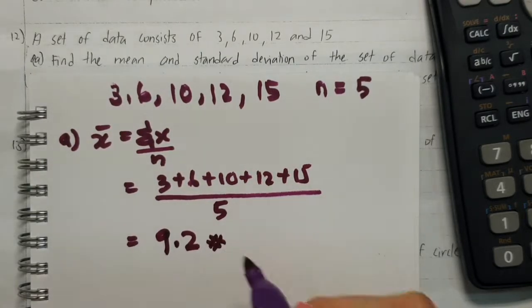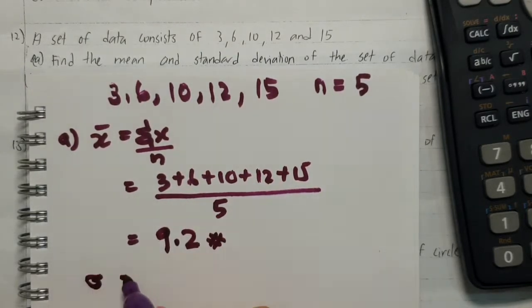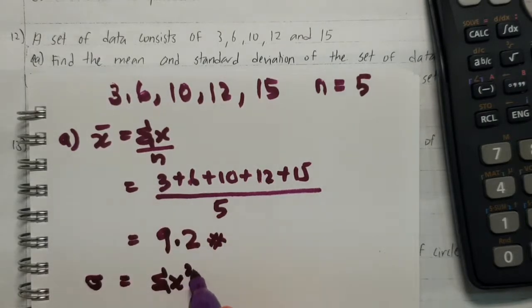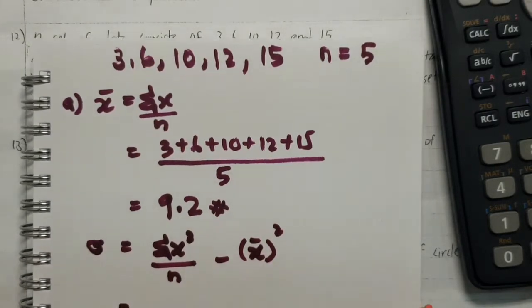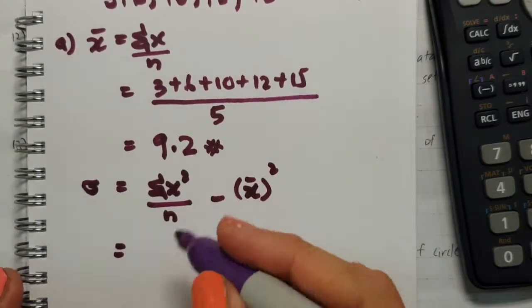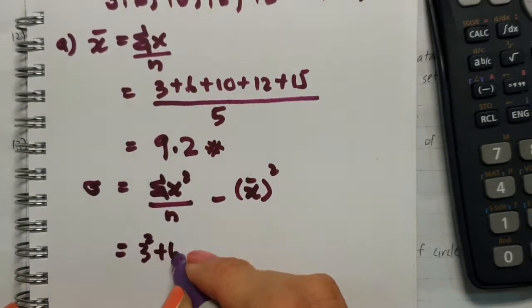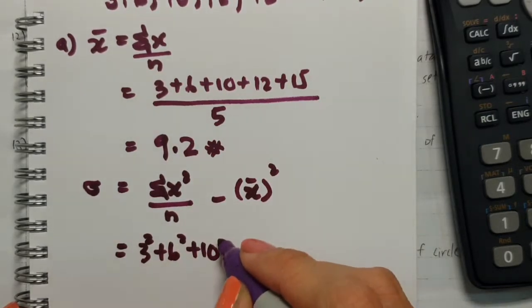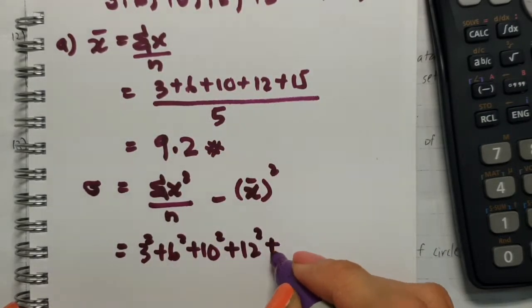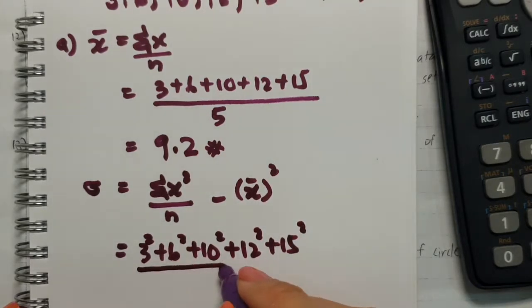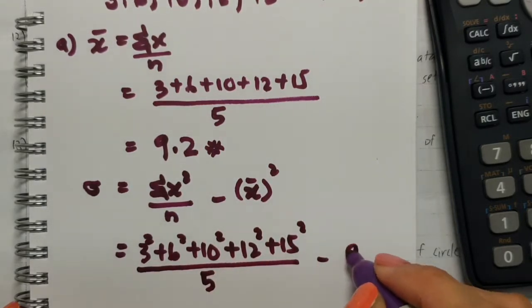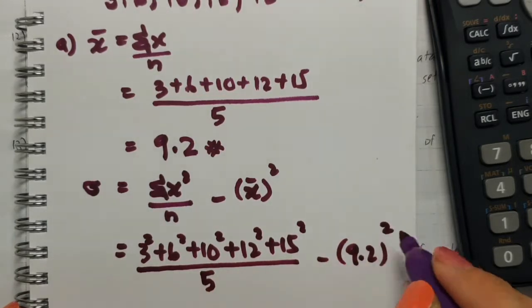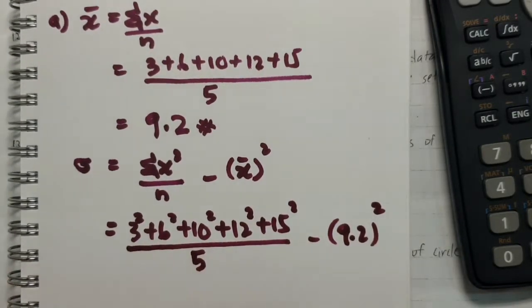And don't forget the standard deviation. Standard deviation basically is the square root of the sum of x squared divided by n, minus the square of our mean. So in this case, we just use the calculator. We have 3 squared plus 6 squared plus 10 squared plus 12 squared plus 15 squared over 5, and then minus 9.2 squared. Now, this question, 1 mark for this, 1 mark for this.